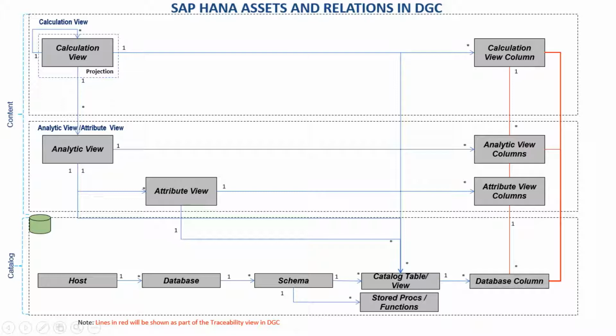Stored procedures and functions. The red line represents the column level lineage from the calculation views to other related views and finally, to the underlying catalog objects and their columns. Let us now see how these are represented in Collibra when loaded using the SAP HANA template.